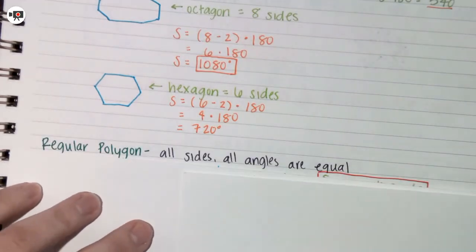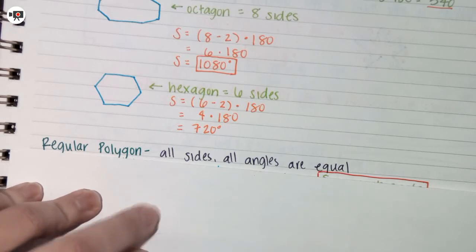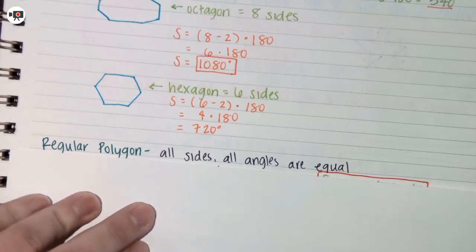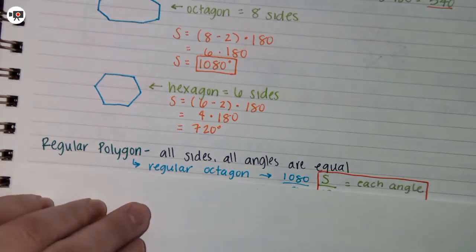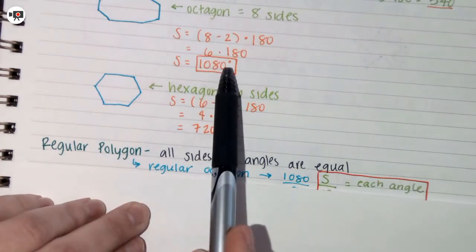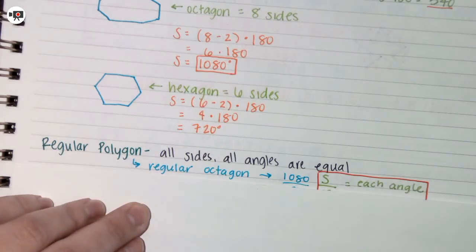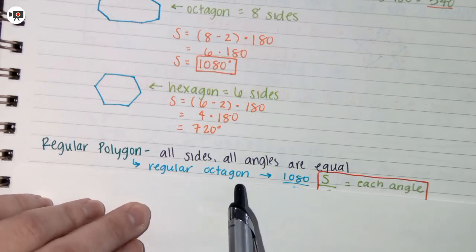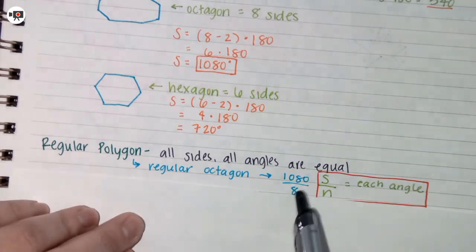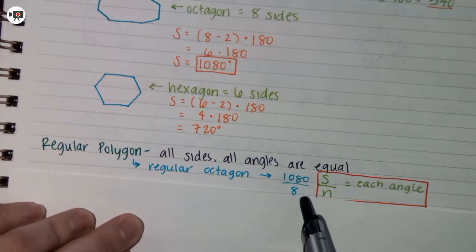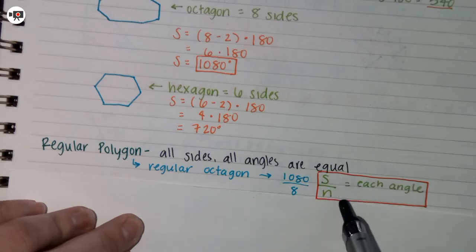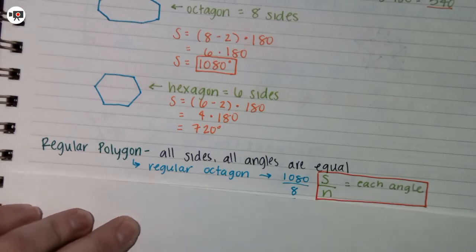If I have a regular polygon, that means all the sides are equal and all the angles are equal as well. So for a regular octagon, we found the interior angle sum was 1080, but for a regular one, to find each angle, I take the total and divide by how many there are. So for an octagon, it's 1080 divided by 8, or S over N tells me each angle.